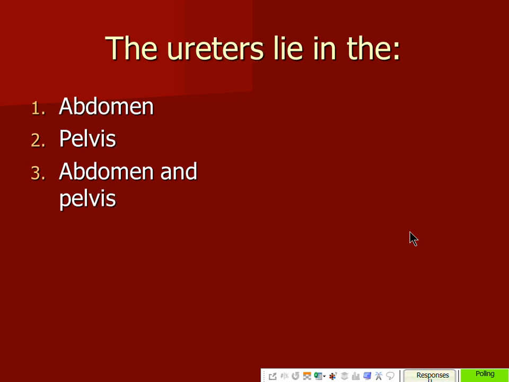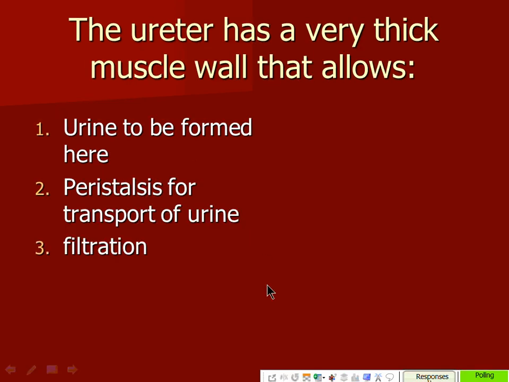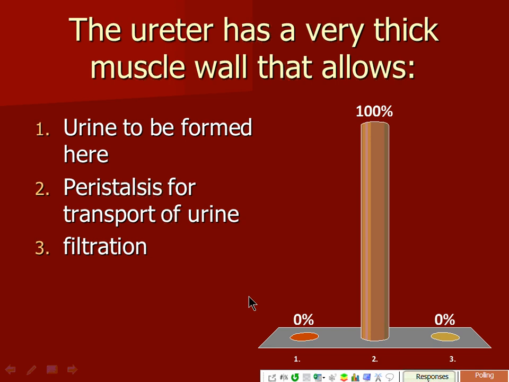So let's review the ureter. Where do the ureters lie? Very good. Both abdomen and pelvis, so it could be injured in either place. And the ureter has a very thick muscle wall that allows peristalsis for transport of urine.